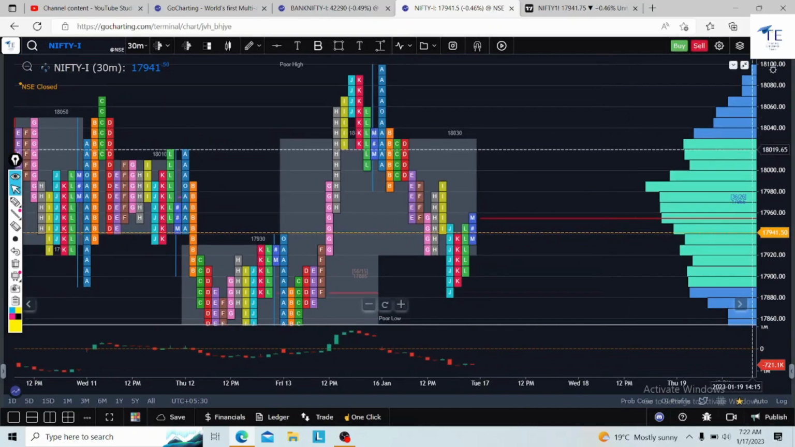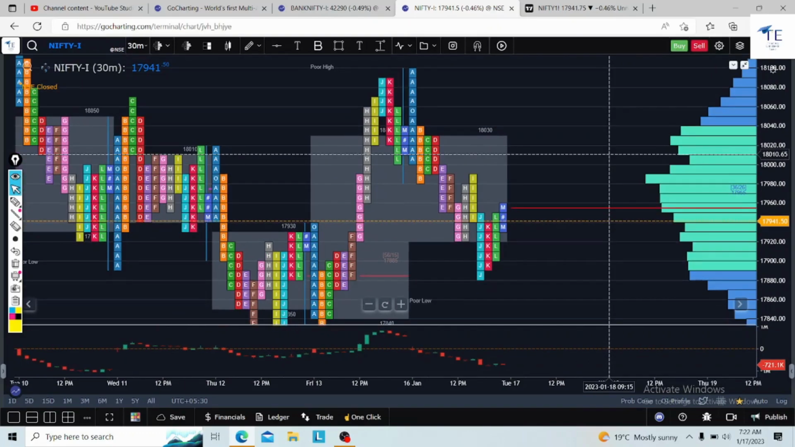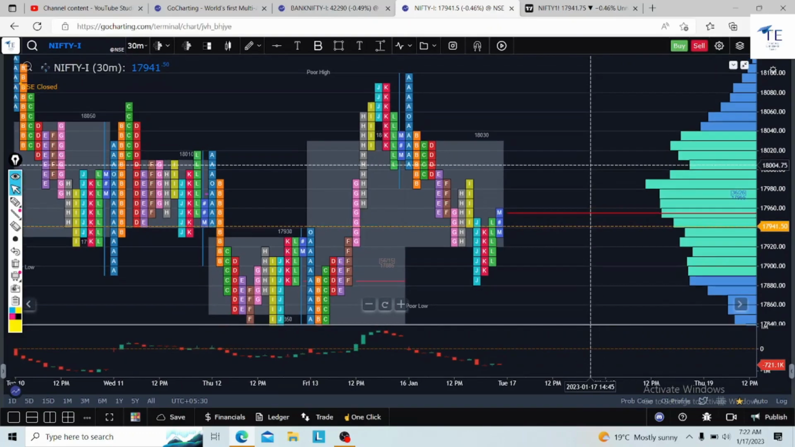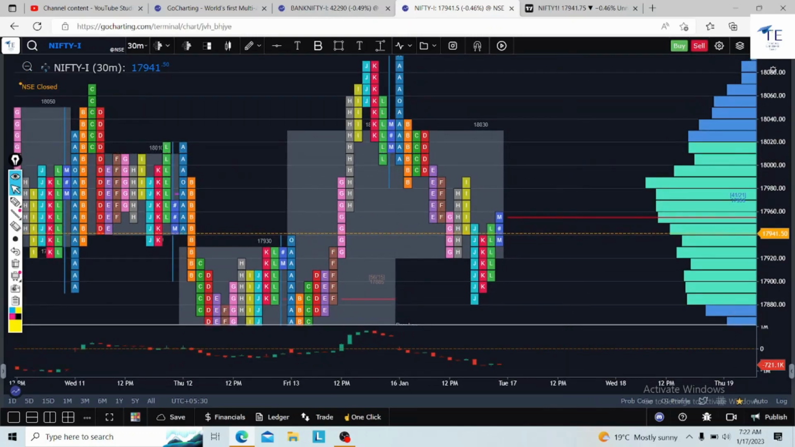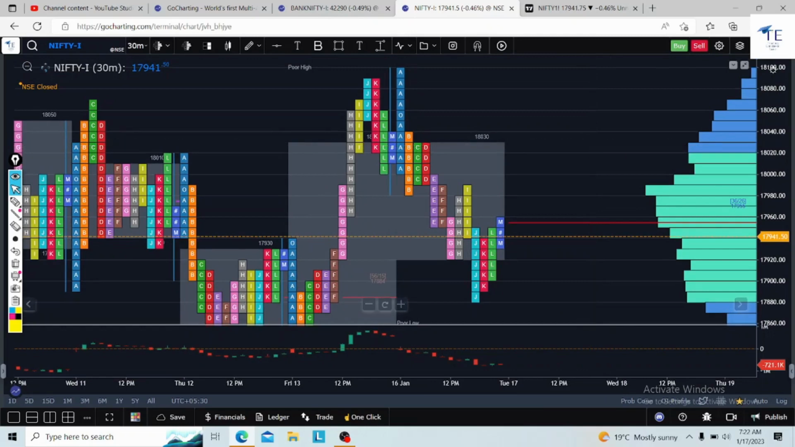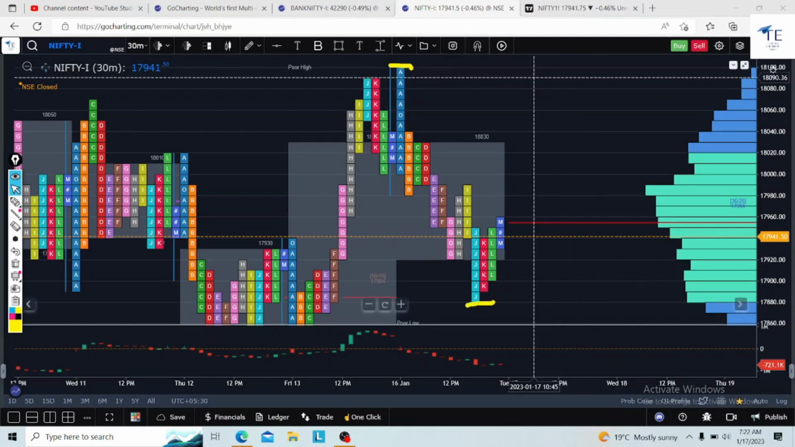What is the thought process? What we have to try to get is information from market profile for my intraday trade setup. This high, this low is very important for Wednesday, today, Thursday and Friday.